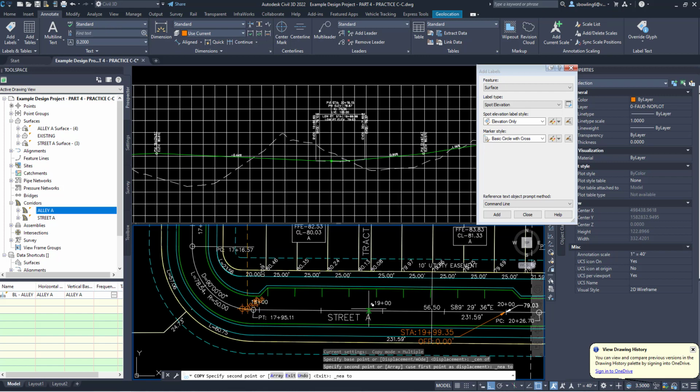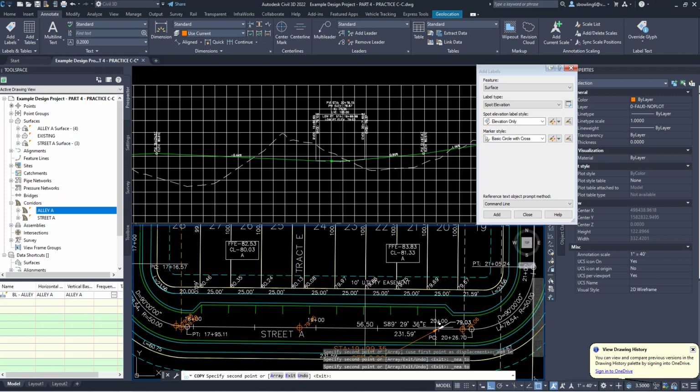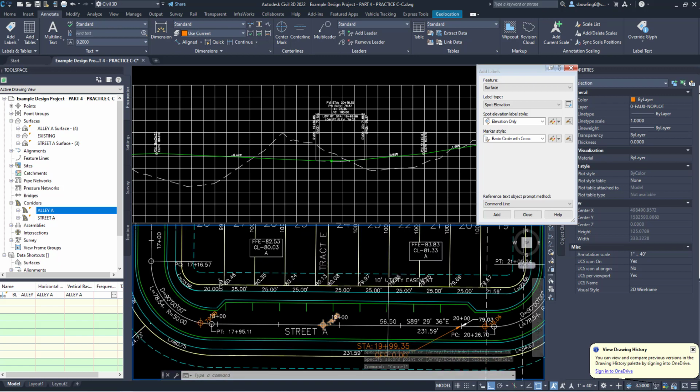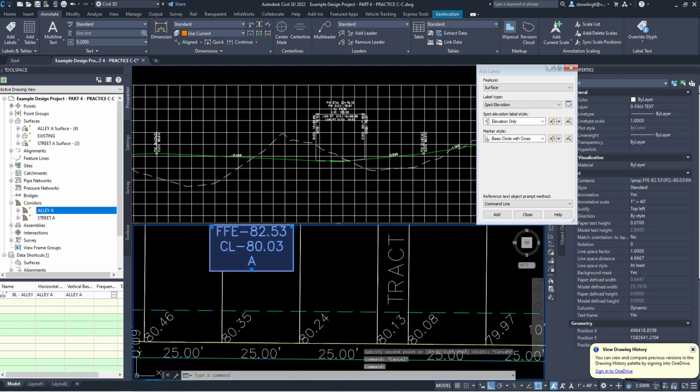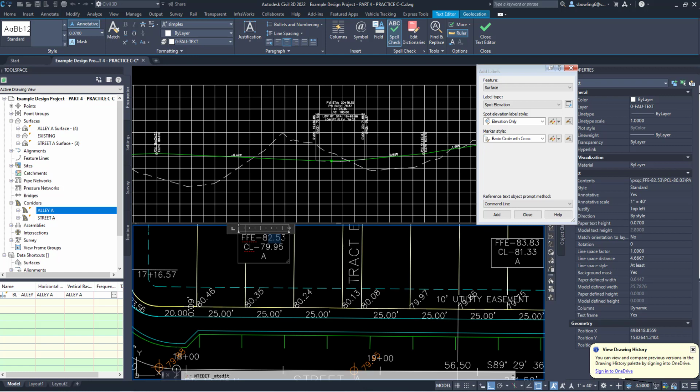and nearest, and nearest. Okay, so the center line is going to be the 79.95. I'm going to add 2 feet to that, or 2.5 feet. It's going to give me 82.45.